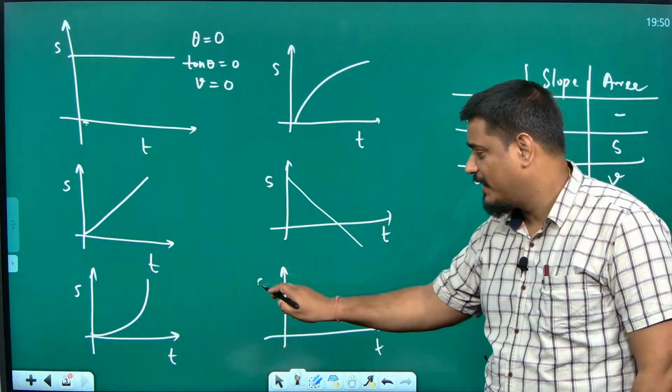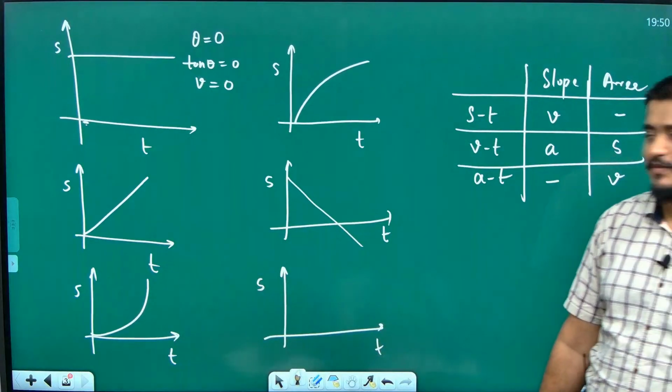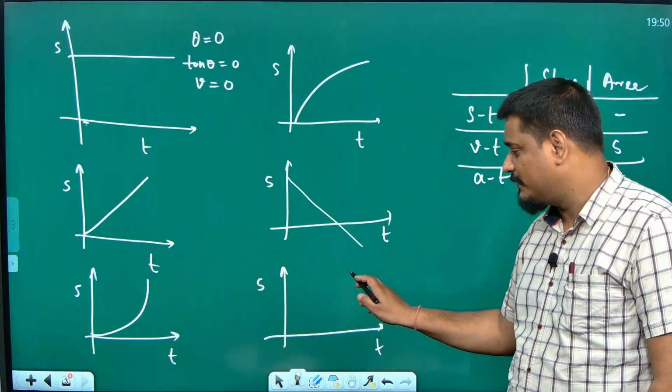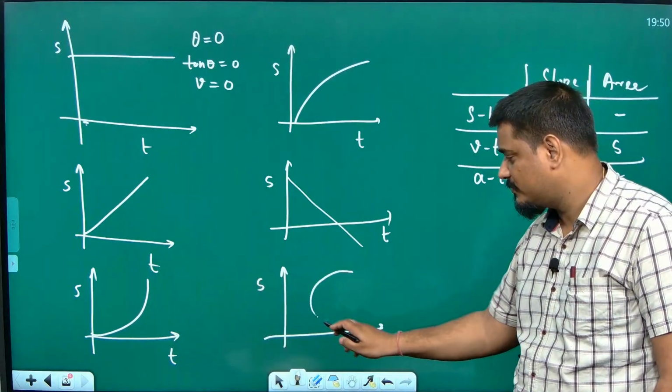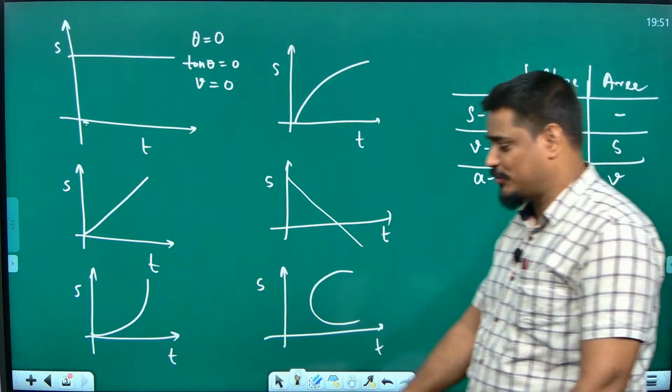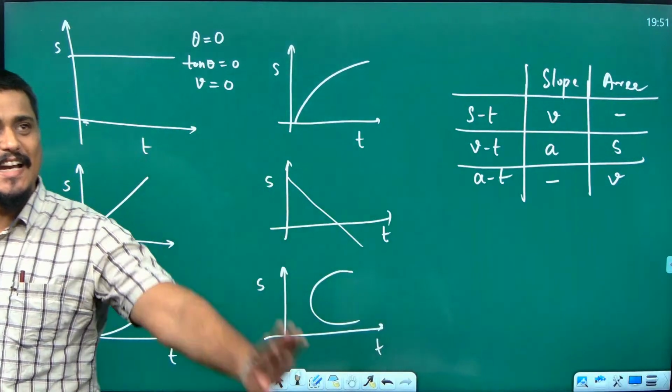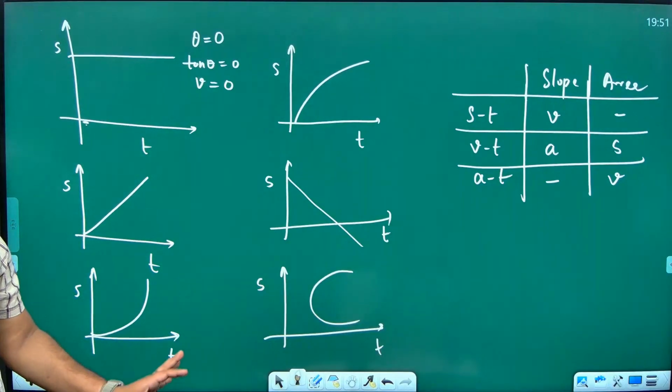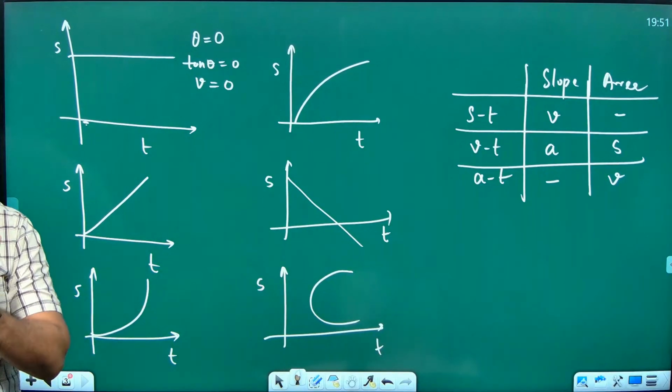Retardation, okay. Kishore, what about this, man? Non-uniform motion. So, if it is a straight line, uniform motion. If it is a non-straight line, it is non-uniform motion. Don't think like that, first of all.